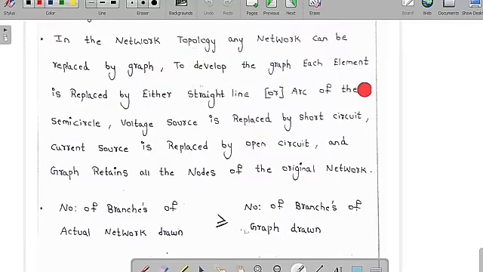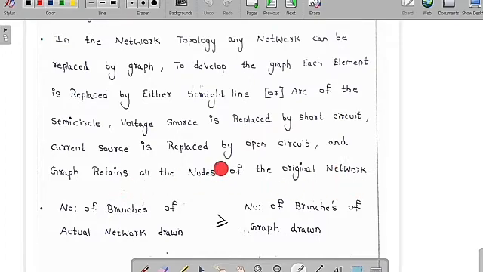To develop the graph, each element is replaced by either a straight line or an arc of a semicircle. Means here each and every element we are going to replace by a straight line or an arc of a semicircle. The voltage source is replaced by a short circuit, whereas the current source is replaced by an open circuit, and the graph retains all the nodes of the original network.